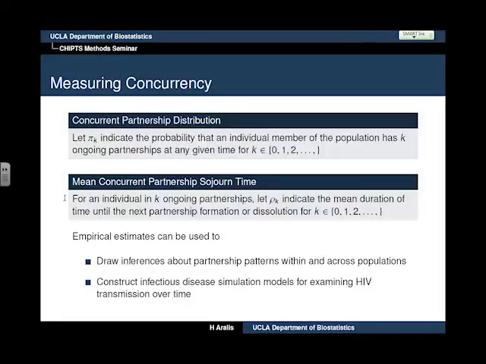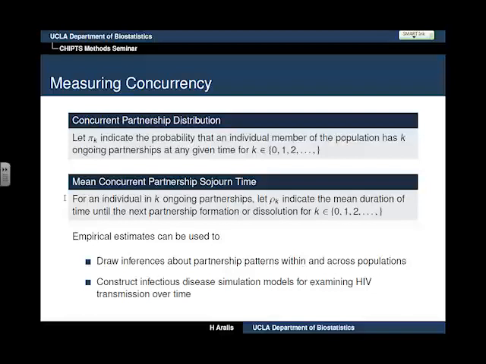So I want to define a few quantities that we would like to estimate related to concurrency. First, I'll define the concurrent partnership distribution. We'll let pi k indicate the probability that an individual member of the population has k ongoing partnerships at any instant in time, where k can take values ranging over the non-negative integers. That's your point prevalence of concurrency at a given moment in time.